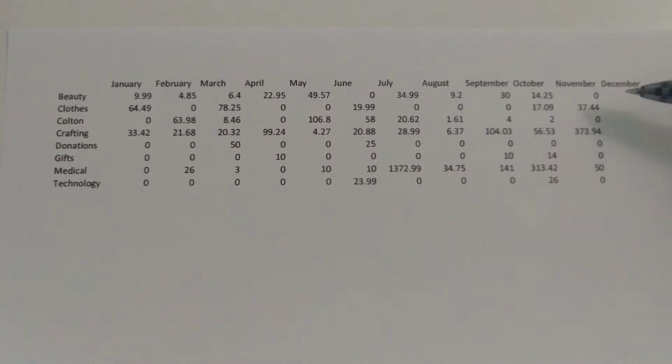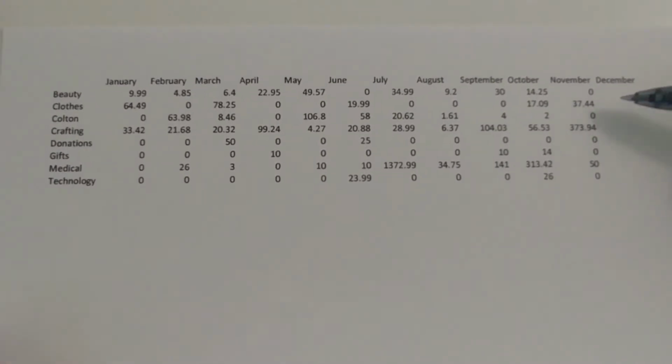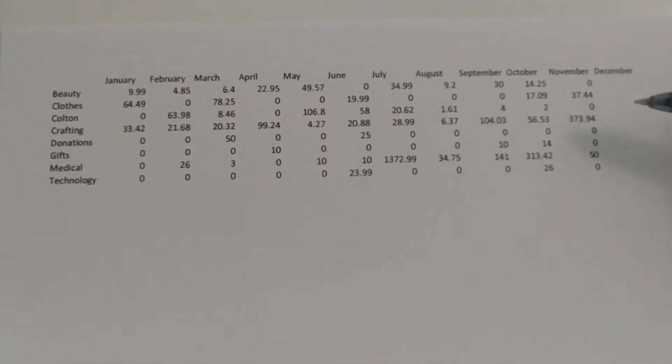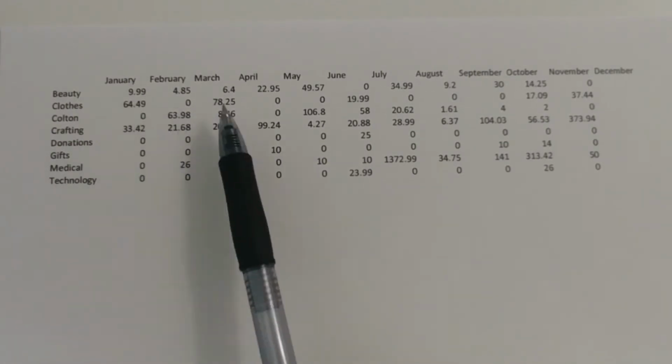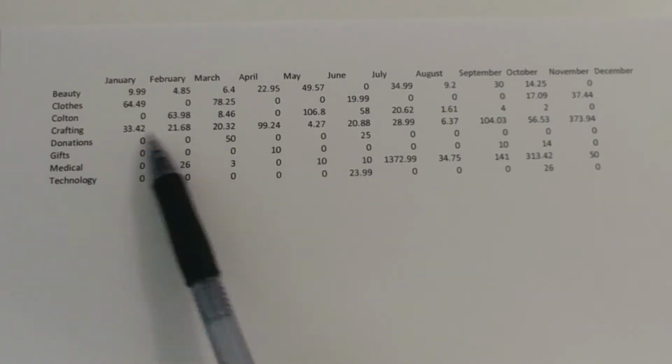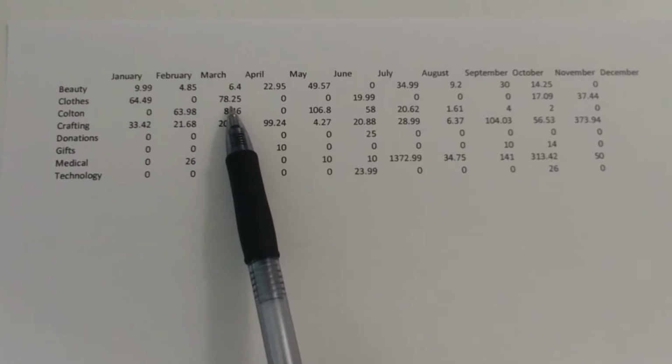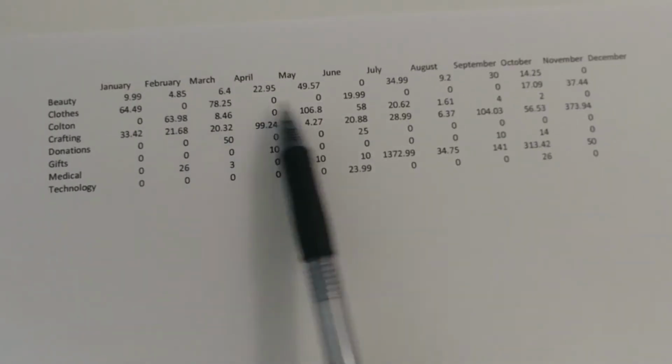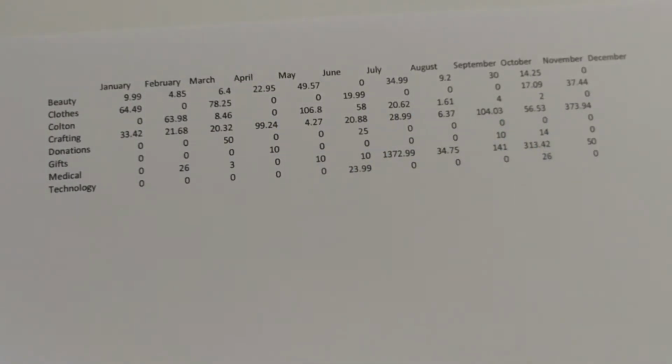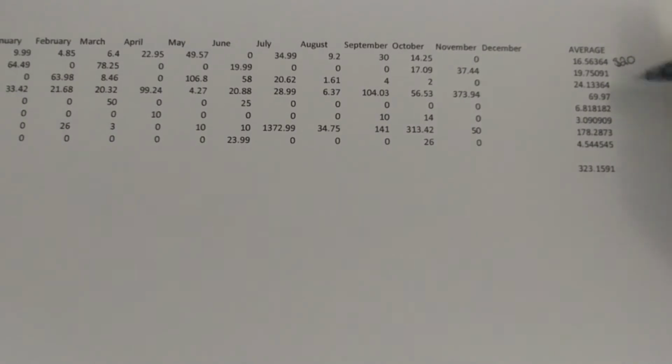Up next is clothes. And this one I actually spent a little less than I thought I would. I have around $200 in that sinking fund to spend at the time I'm filming this. And it looks like I spent the majority of it towards the beginning of the year. You have $65 and then almost $80 spent, and then not really much the rest of the year. So that average came to $19.75.